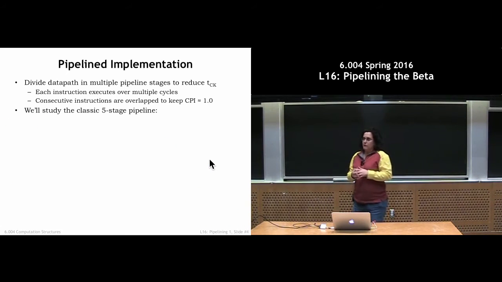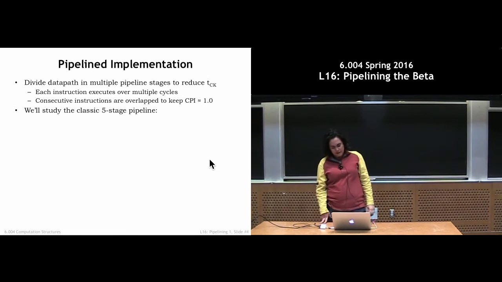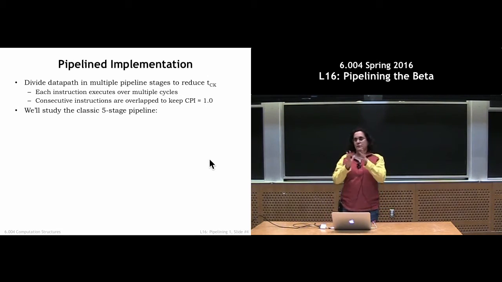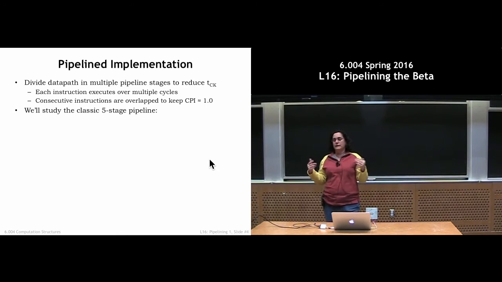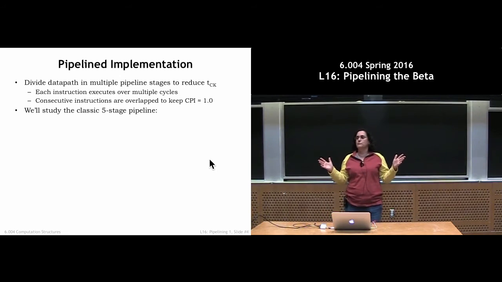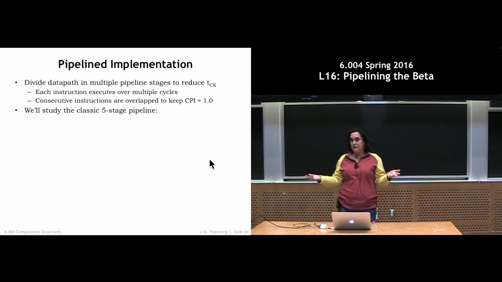So what we're going to try to do today is pipeline this beta, and divide it into smaller pipeline stages. When we learned about pipelining before, what we saw is that by pipelining, we can make our clock period smaller. As a result of making our clock period smaller, we can hopefully, ultimately, make the performance of our processor better.